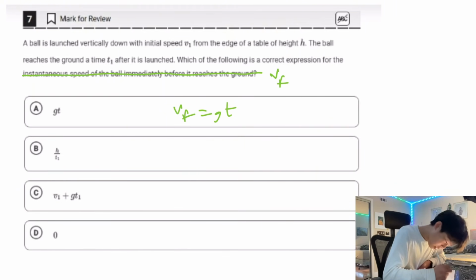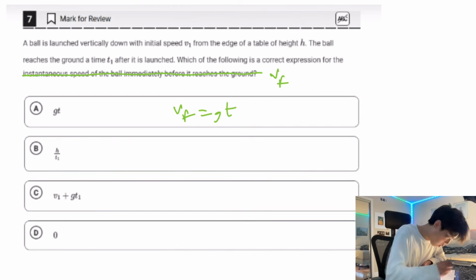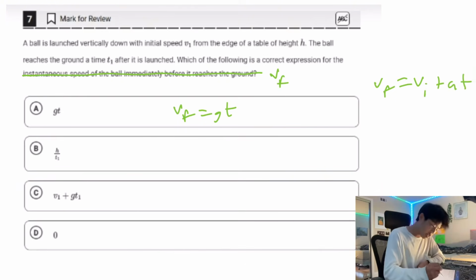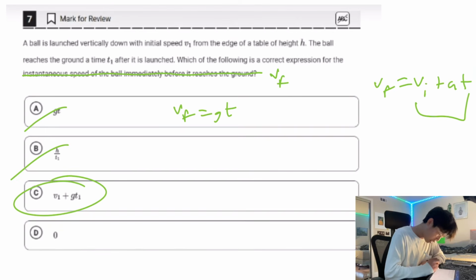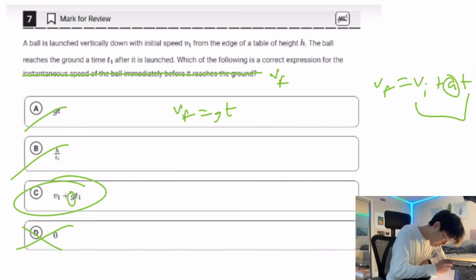Okay. So what is the formula for VF? Well, if you use the first kinematic equation, VF equals VI plus 1/2 A. Yo, what am I doing? Yo, it's VF equals VI plus AD. Alright, now which of these is that? Is it GT? No. Is it H over time? No. I think I see it. It's this. And is it 0? No. Alright, are we good? And the reason why it's G and not A is because it's gravity, because it's vertical. Acceleration in the y direction is always equal to gravity.